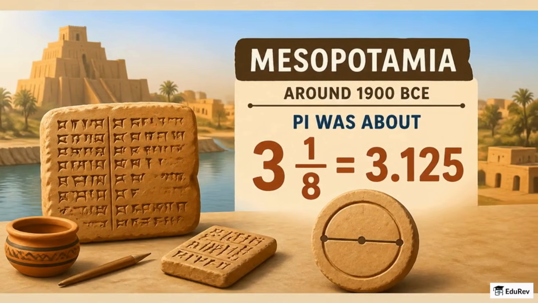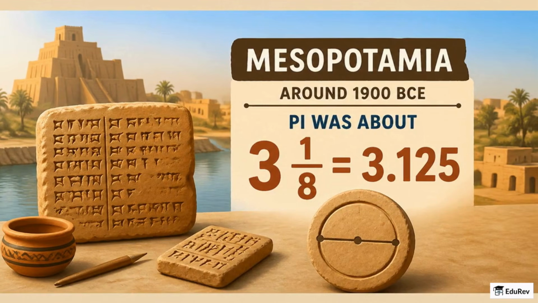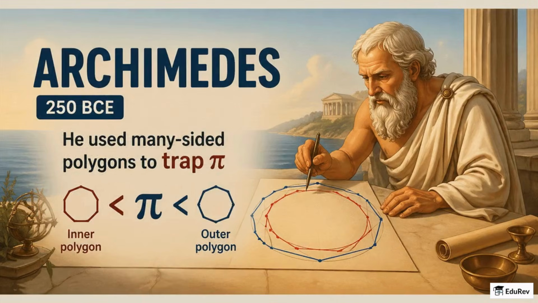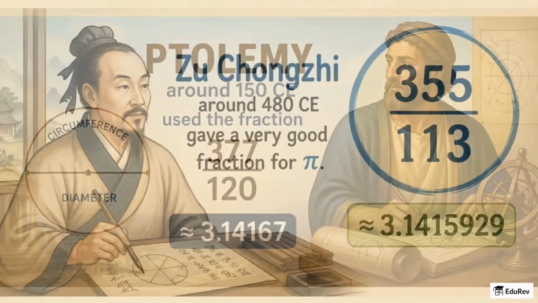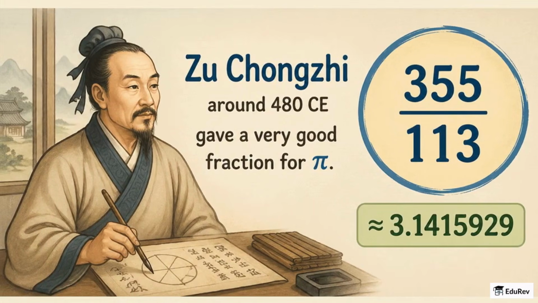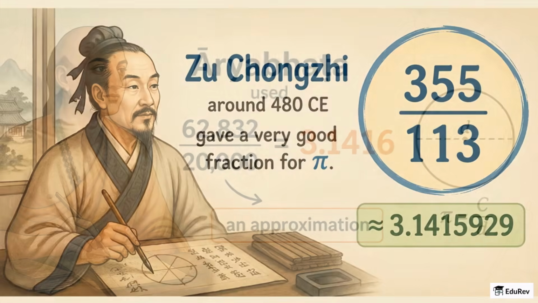A short history of pi. In Mesopotamia around 1900 BCE, they used pi about 3 and 1 by 8. That is 3.125. Archimedes in 250 BCE trapped pi between two many-sided polygons and got tight bounds for pi. Ptolemy around 150 CE used the fraction 377 by 120, about 3.14167. Zhu Chongzi around 480 CE gave the very good fraction 355 by 113, about 3.1415929.